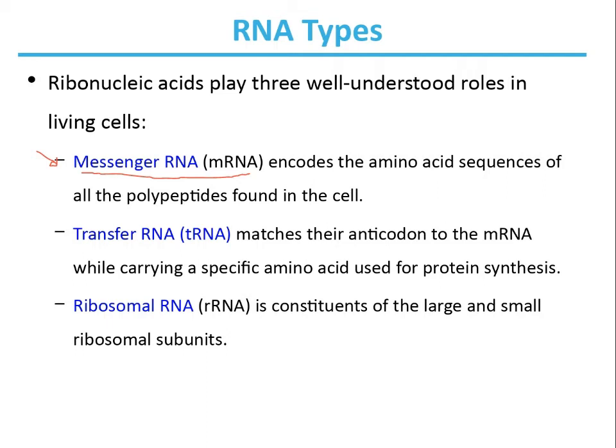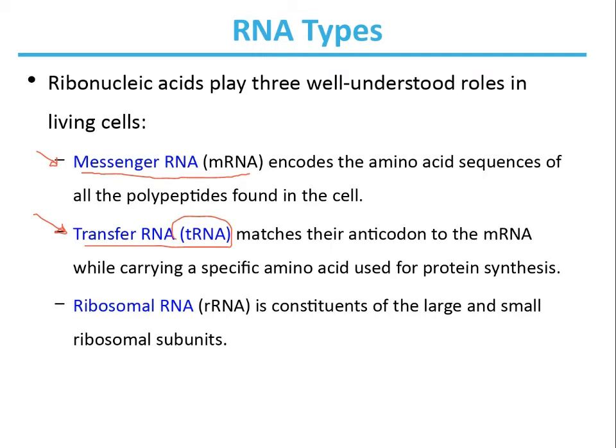We have transfer RNA, tRNA, which matches its anticodon to the mRNA while carrying a specific amino acid used for protein synthesis. This is important in the process of translation, okay? Because it has an anticodon and it carries the amino acids. It will bind to the messenger RNA and it will leave the amino acids. So it's very important for the translation and for the synthesis of protein.